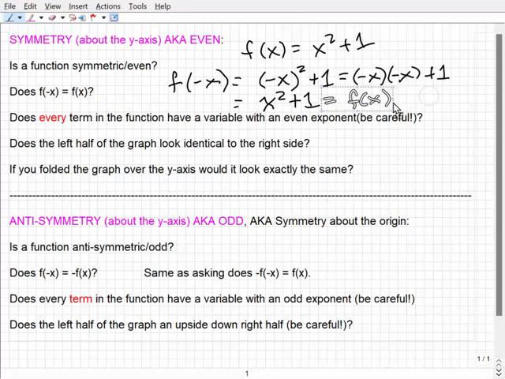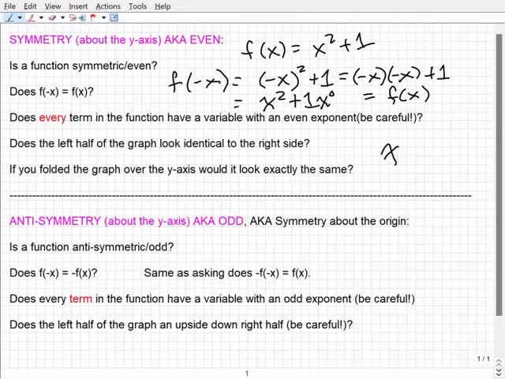Now you might be like, hey, what about this one? It doesn't have x's. Sure it does. You can always put x to the 0. Remember, anything to the 0 power is just 1. So if you want to write it out, all the terms have x's to even powers. That's why it's called an even function for short. So every term, every single one, has a variable with an even exponent.